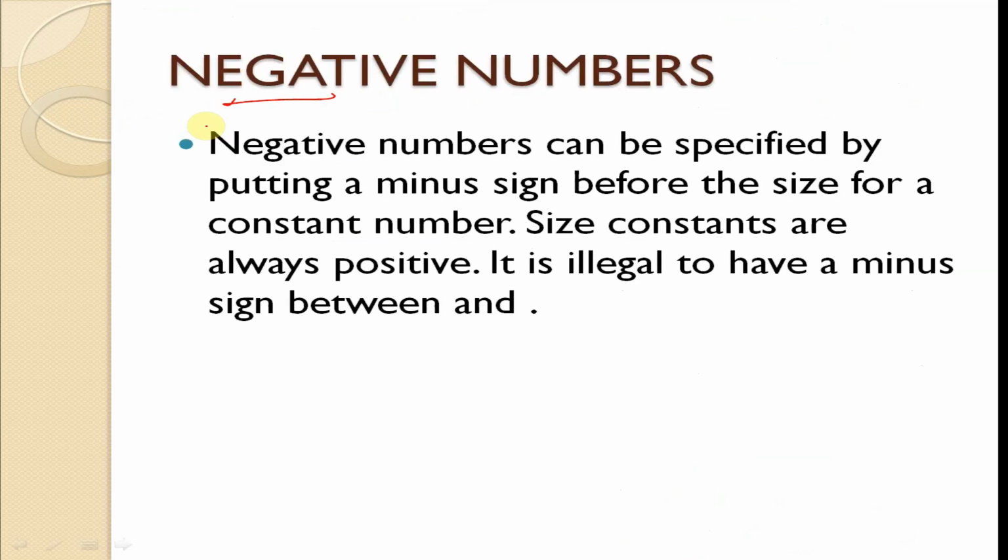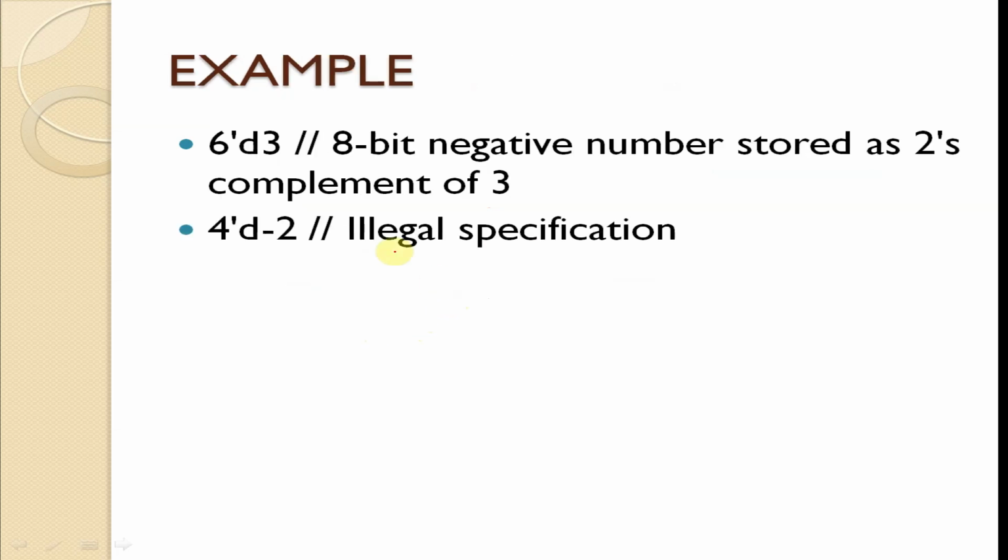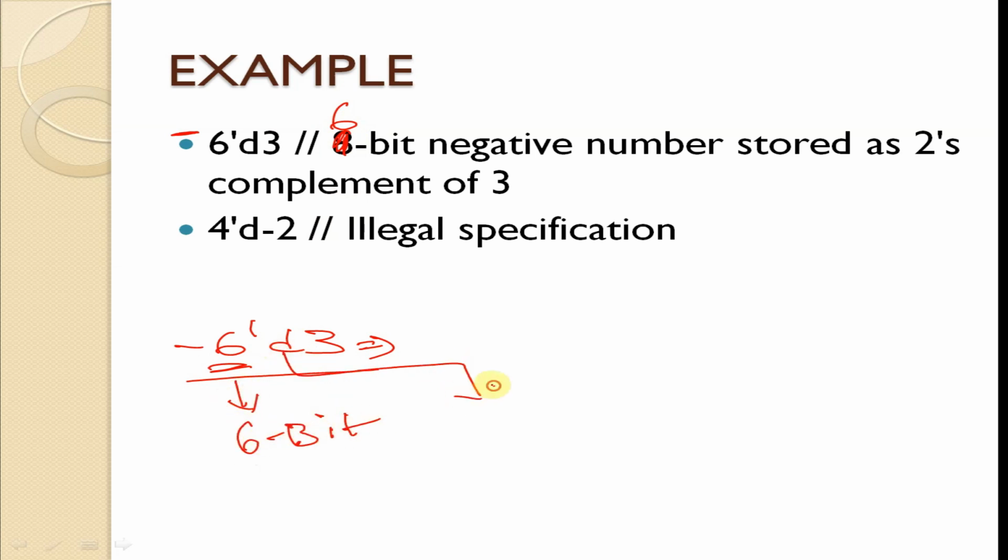And now let's discuss negative numbers. The negative numbers can be specified by putting a minus sign before the size for a constant number. Sized constants are always positive, so it is illegal to have a minus sign between them. So for example, minus 6 tick decimal 3. I'm very sorry, here it should be 6 bit. So the size here is 6 bit, and the base specification is decimal, and the number is 3.